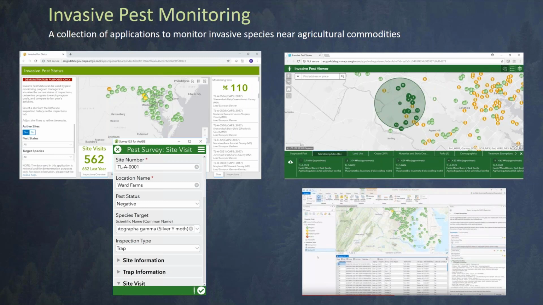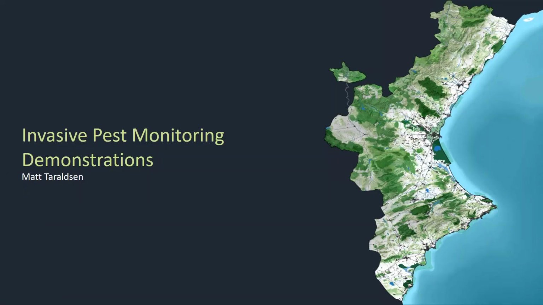They include apps to support field surveys, dashboards to support monitoring, integrations in ArcGIS Pro to support reporting, and web mapping applications to support situational awareness if a pest is found or detected. The solutions all work together to support this entire workflow. And so with that, I'm now going to turn it over to Matt to demo them for you. Matt, go ahead and take it away.